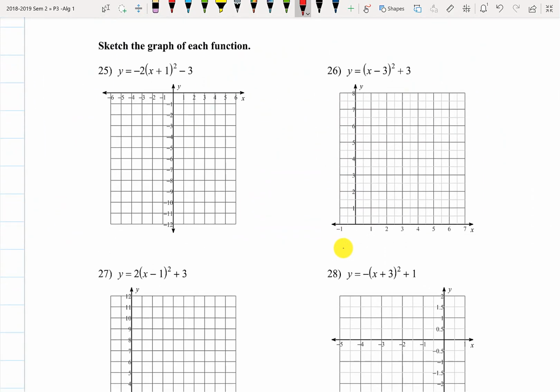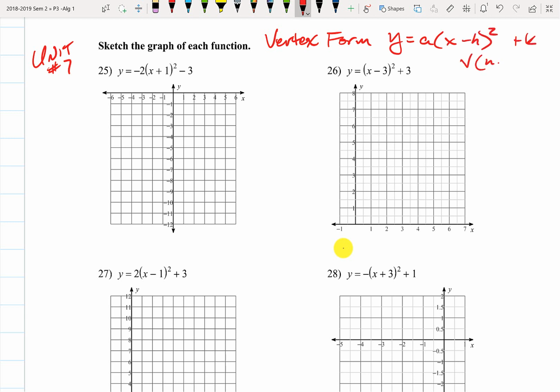Okay, next major concept. This is in Unit 7. Okay, so your quadratic unit. This is in vertex form. So that means y is equal to a times x minus h squared plus k, where the vertex is h comma k. And your a value determines whether it goes up or down. So when a is positive, the parabola goes up. When a is negative, the parabola opens down. You should have learned that through the unit.